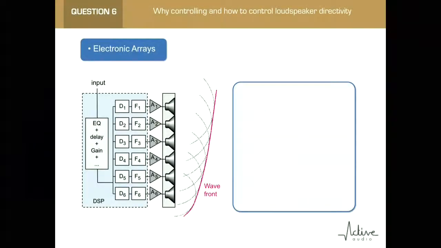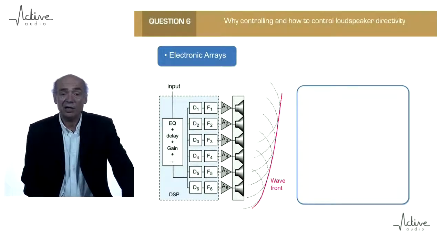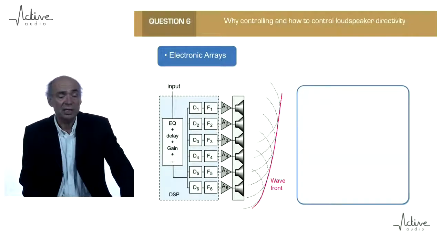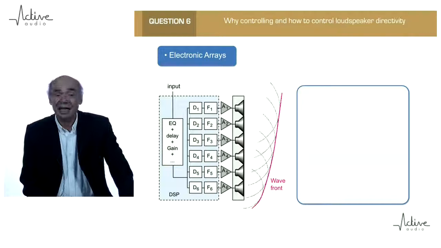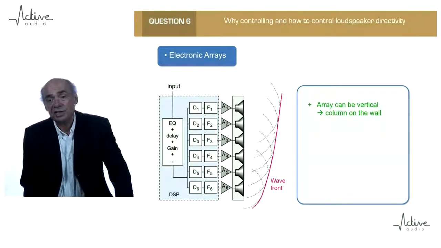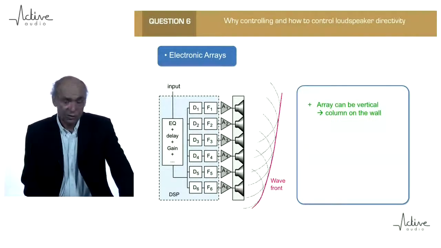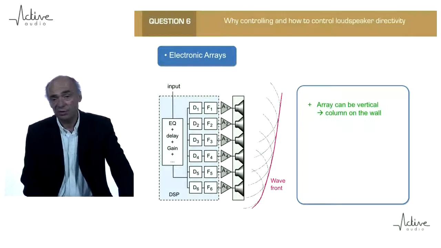Another technique is the electronic arrays, in which the wavefront is controlled not with the position of the loudspeakers, but with filtering, DSP filtering most of the time, and essentially with delays, gains and FIR filters. The advantage is that the array is vertical, so it can be well integrated visually. Those are column loudspeakers most of the time.